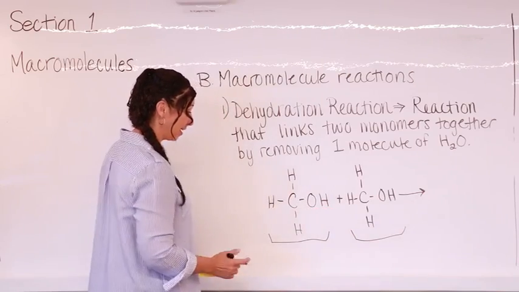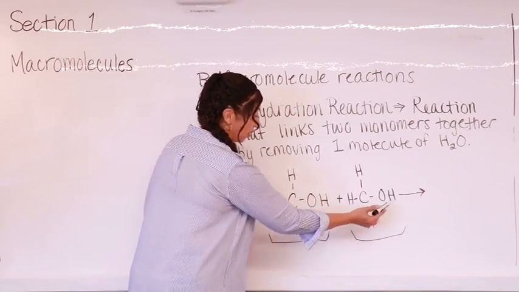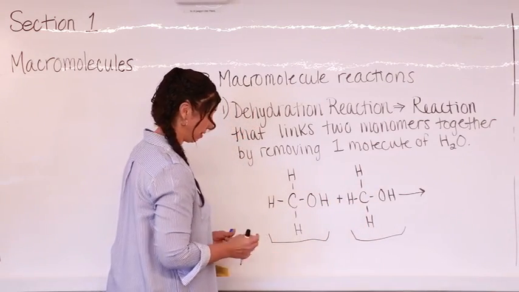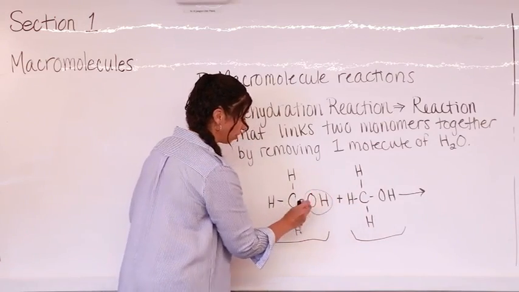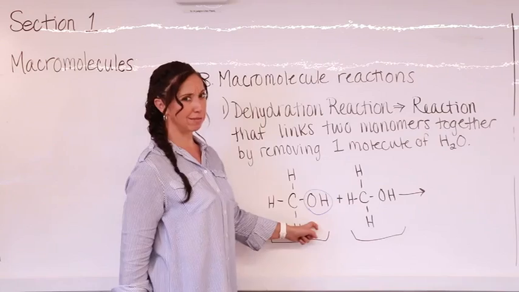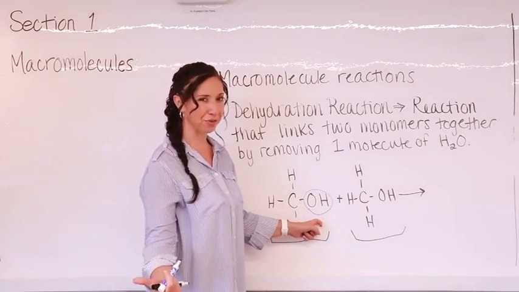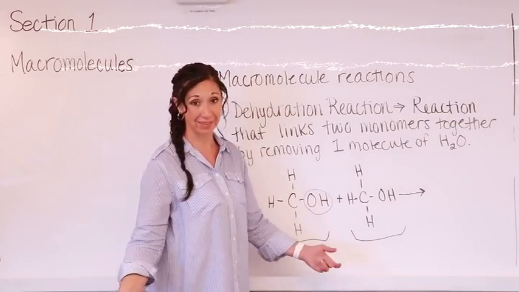So if you look at this, I have a C with an OH, and the rest of these are H's. I have a C with an OH, and the rest of these are H's as well. And I want to get an H2O out of this deal. So what's going to happen is this OH group, what's that OH group called again? A hydroxyl group. So this hydroxyl group, it's my functional group. These are the guys that are involved with the reactions. That's the whole reason why we learned that last section.